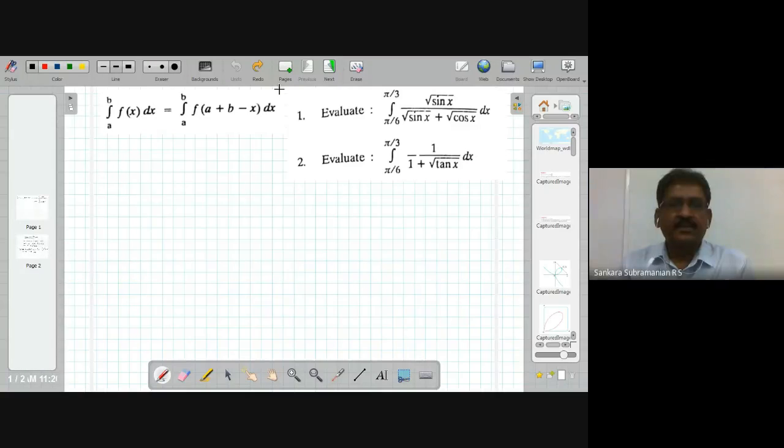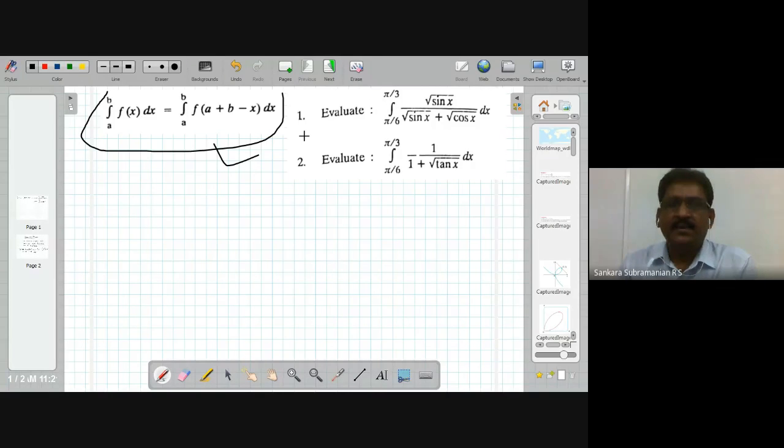So this is the property: the integral over the limits a to b of f of x dx can be written as the integral over the limits a to b of f of a plus b minus x dx. This is property number 10, I hope, which I gave in my lecture 3.2, I think. And how does it help in the evaluation of this particular integral?